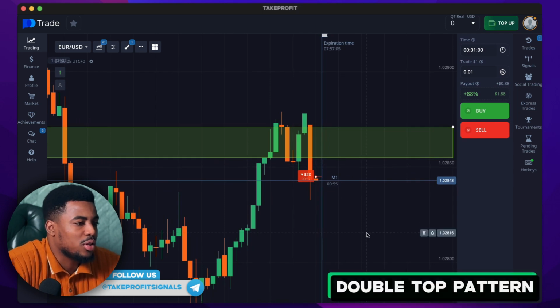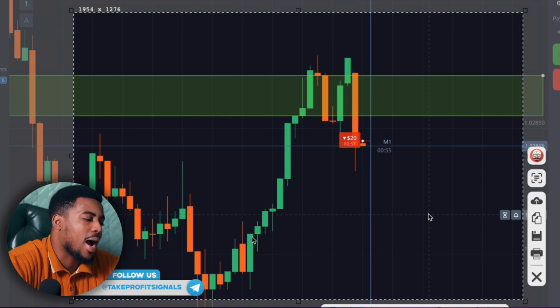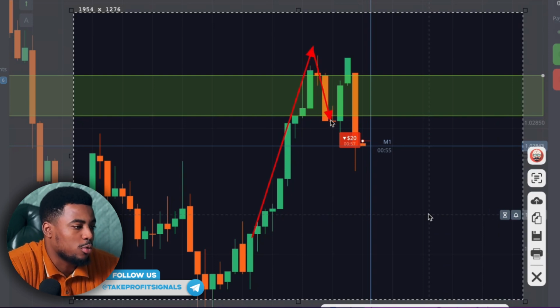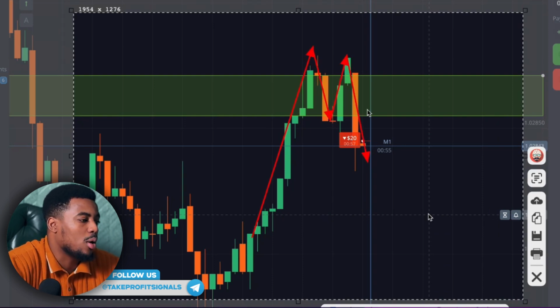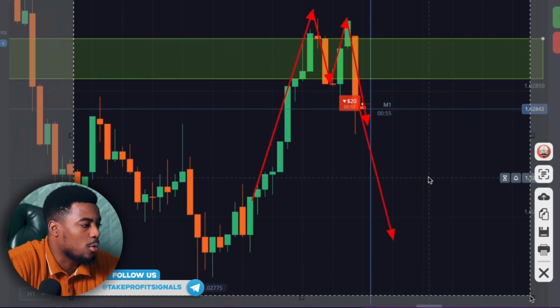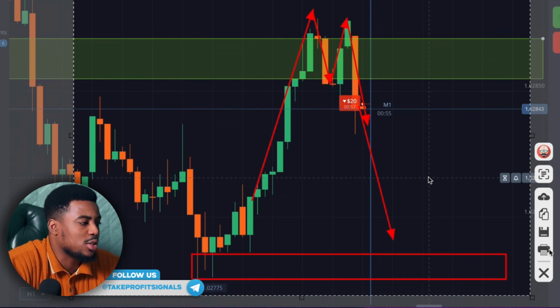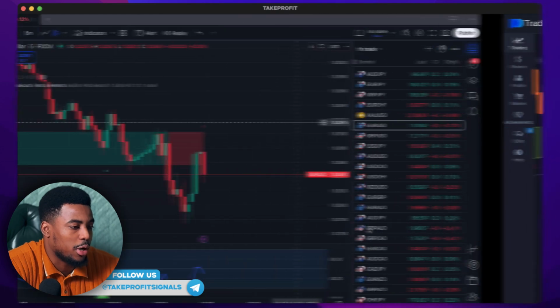Look, we have a double top pattern here. I am still on the euro dollar. I really want to take this downward movement, and here we have a double top pattern which causes the chart to descend all the way down to the base of the formation. So this is where we should come sooner or later.